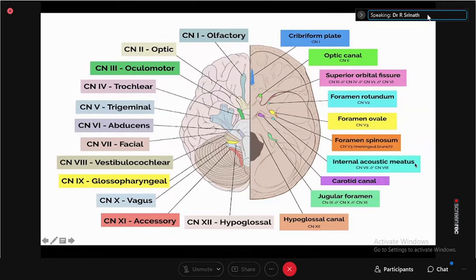And of course, the jugular foramen carries the 9th, 10th, and 11th. And the hypoglossal canal, which is again close to that same base of the skull, carries the hypoglossal nerve. So it is all very, very important to understand before going into the actual examination of cranial nerves.